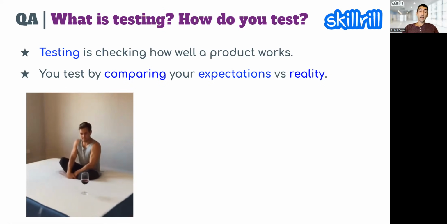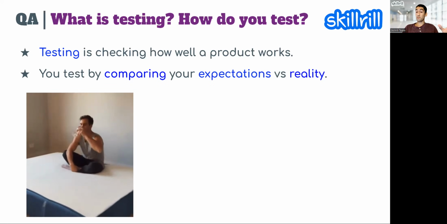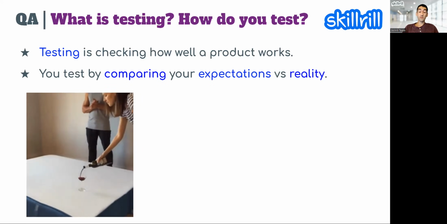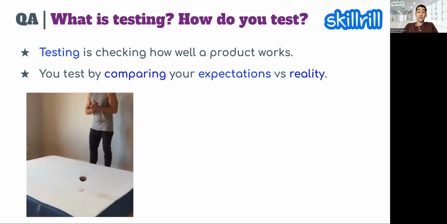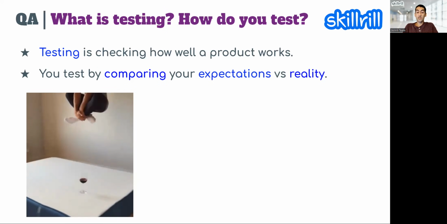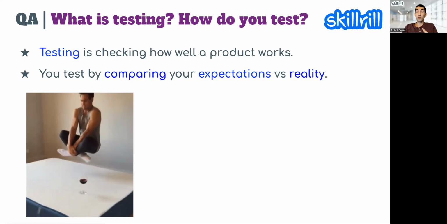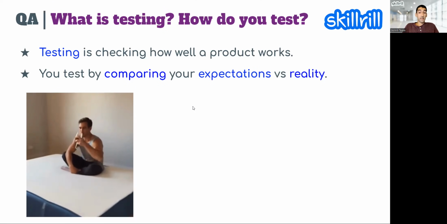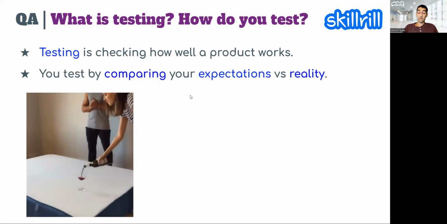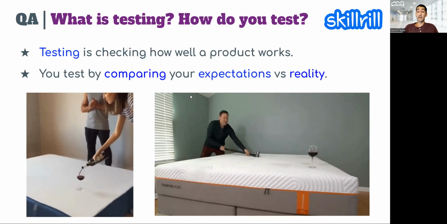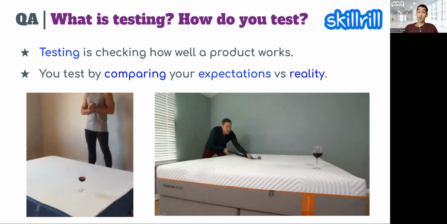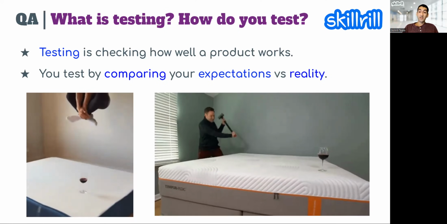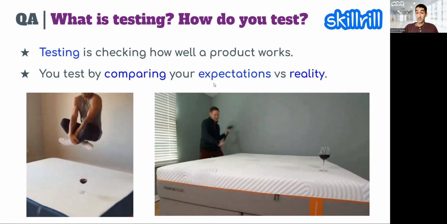And this couple here, this is not the actual commercial, but this couple here is testing, right? This is what they're doing. They saw this commercial. The commercial is their expectation, and they're doing similar actions. They're putting the glass of wine in one corner of the mattress, and then they're jumping on the other corner. So how else could you test that product? For example, this guy decided that he can hit it with a hammer, several times. So here's a question to the audience.